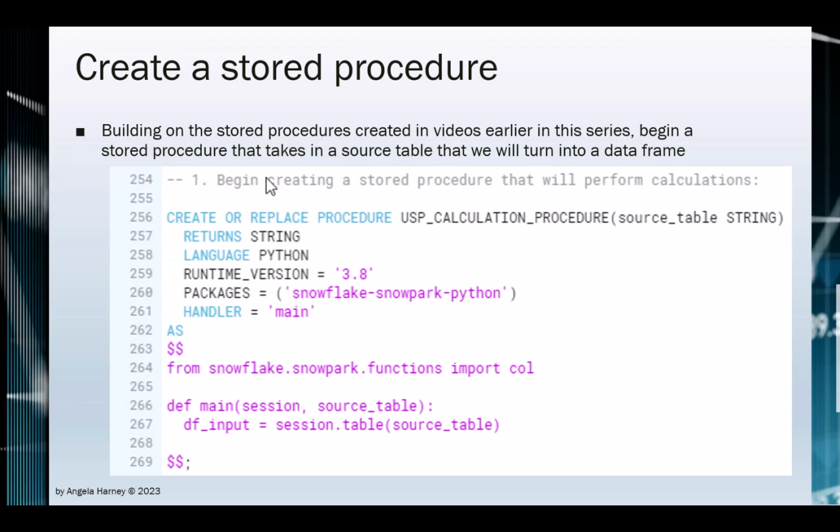Create a new stored procedure called USP_calculation_procedure with a single string parameter. The stored procedure again imports the Snowpark column function to make referring to columns in a data frame easier. We will establish the source Snowflake table that we want to work with into a data frame using the Snowpark session command to automatically infer the structure of the data frame.